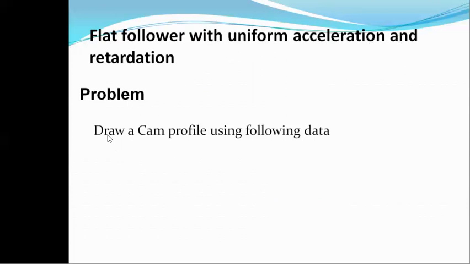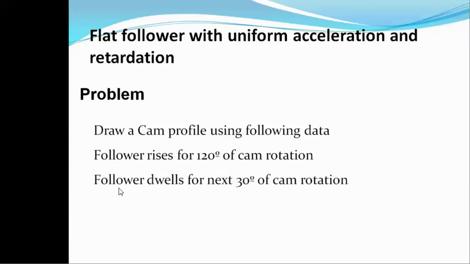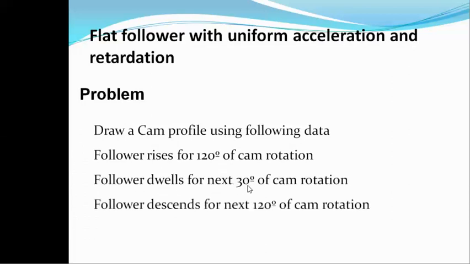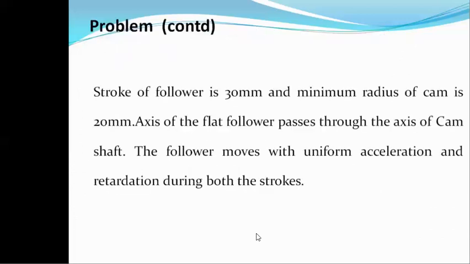Draw a cam profile using the following data. Follower rises for 120 degrees of cam rotation, dwells for 30 degrees of cam rotation, and descends for the next 120 degrees of cam rotation. Follower dwells for the rest of the motion. Stroke of the follower is 30 mm and minimum radius of the cam is 20 mm. The axis of the follower passes through the axis of the camshaft.